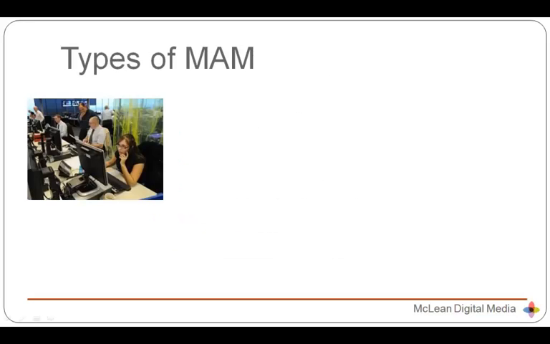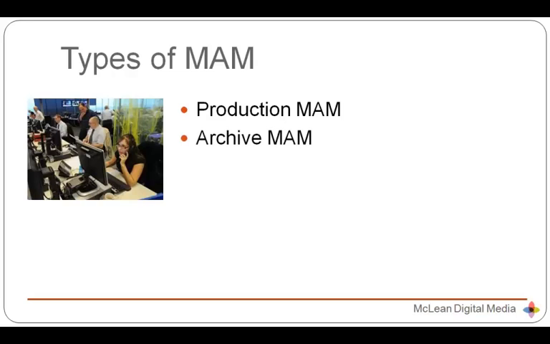There are also a number of different types of MAM to fulfill different functions. Production MAMs are focused on facilitating work in progress. Archive MAMs, as their name implies, are for searching long-term archives. Enterprise MAMs are aimed at being the glue that stitches together all of the diverse operations of a company. So you might have many different islands of production, but you're going to have one enterprise MAM, which is the primary asset manager of the enterprise.